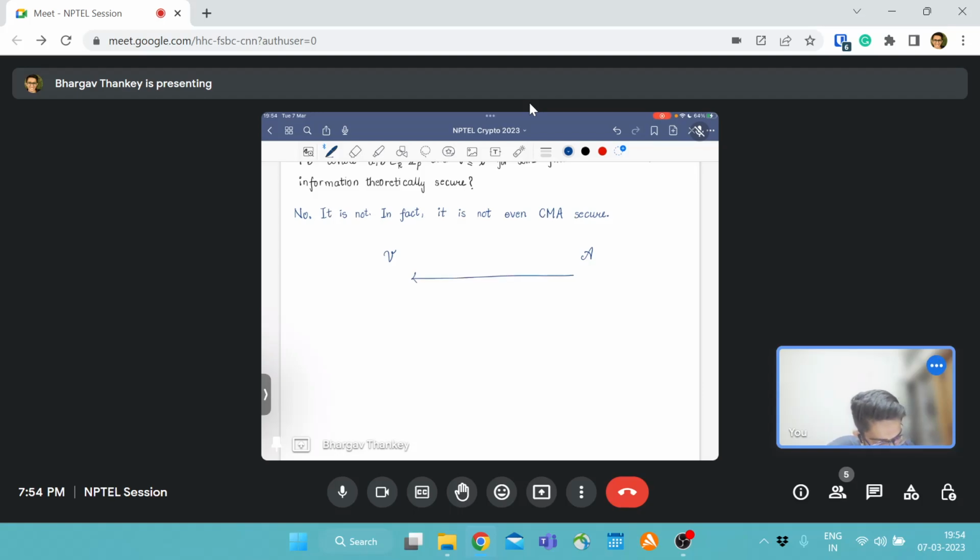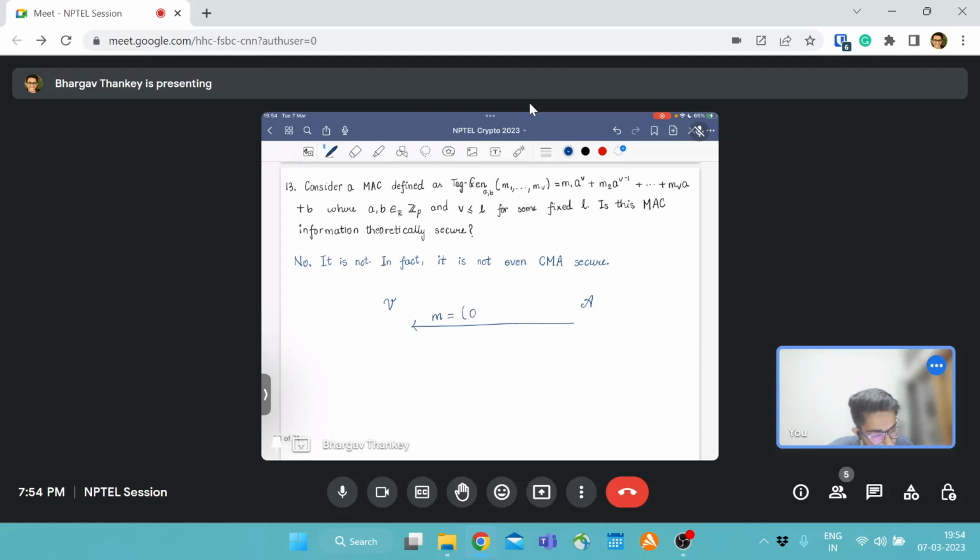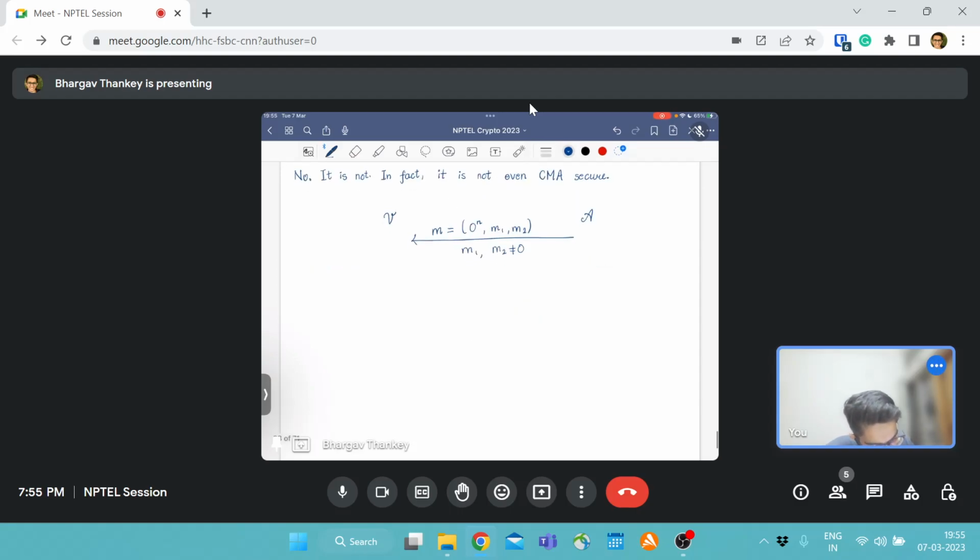So here is the adversary. It sends one message, which is 0 to the n. Let me assume that the block size is n. And let's say M1, M2 are non-zero. I don't think we need this, but let's say it. What is V going to do? V is going to send a tag. And what A will do is set M star as M1 comma M2, T star as T, and send this message comma tag pair.